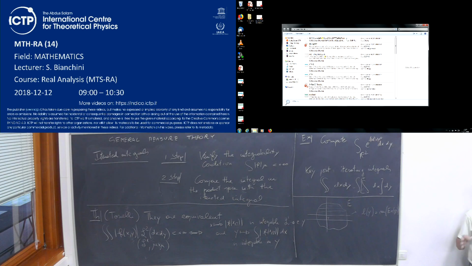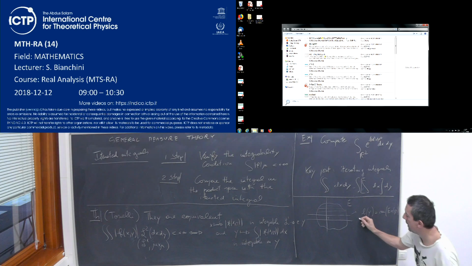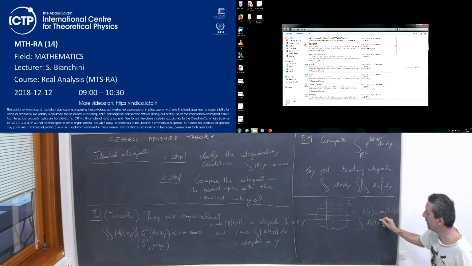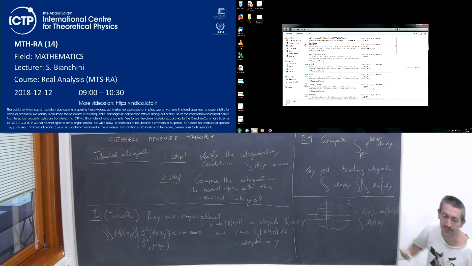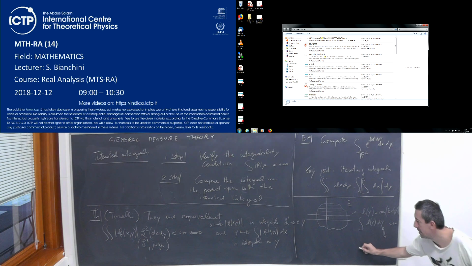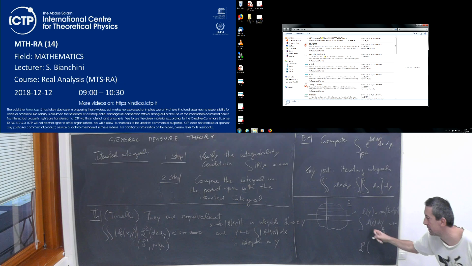Okay, this is the function. I can compute it. And now I integrate this length, this measure, in dy. So essentially I adapt. And the theorem tells that if this integral is less than plus infinity, then the Lebesgue measure in 2 dimensions of this set E is less than plus infinity. Just to check that the function is L1.